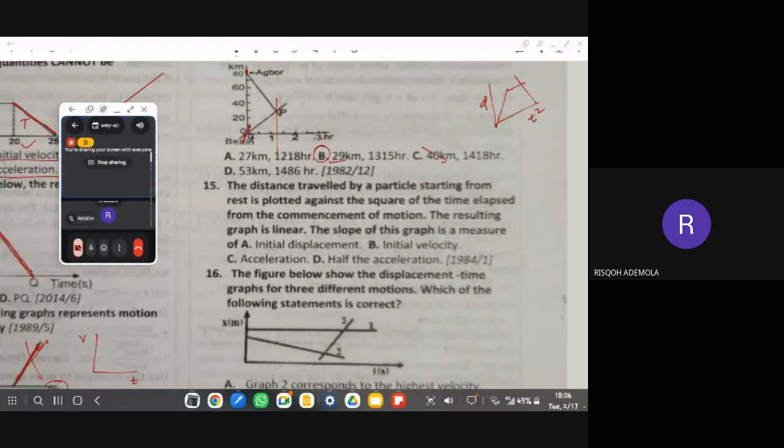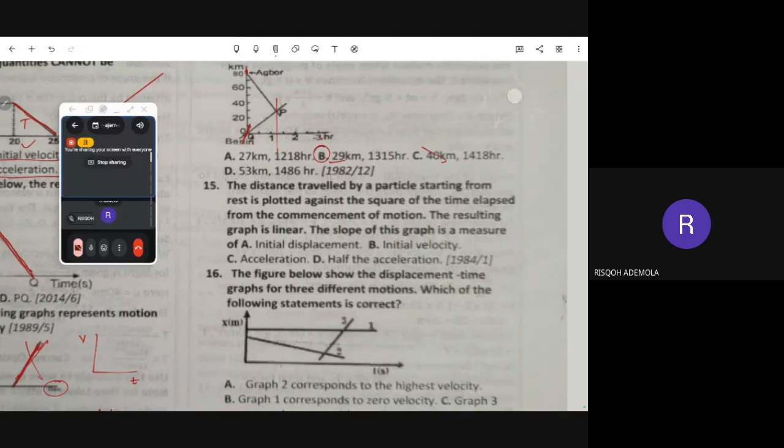Now, the distance traveled by a particle starting from rest. So the particle started from rest. Someone said B. Let's look at something together. Distance, so let's use S, unknown. A particle started from rest, so u is 0. It is plotted against the square of the time elapsed, t squared. Does this look like something that you know? The formula that has s, u, t squared.